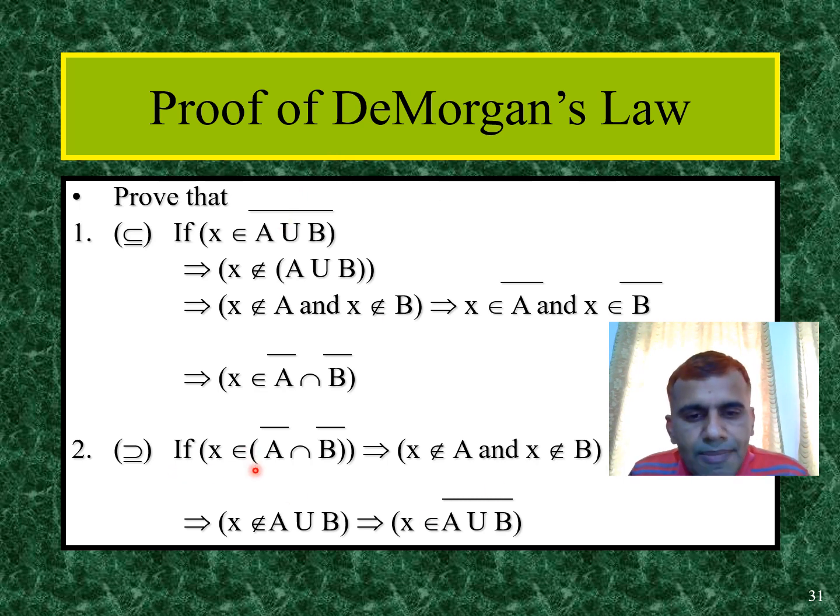So X belongs to A bar intersection B bar, or X belongs to A complement intersection B complement. So X does not belong to A because X belongs to both of these. So X does not belong to A and X does not belong to B. That means it must not be in the union also. If it is not in the union, then it belongs to the complement of the union. Hence we have proved the first identity. The second identity you can prove by this method. This is very easy. You try it yourself, friends.